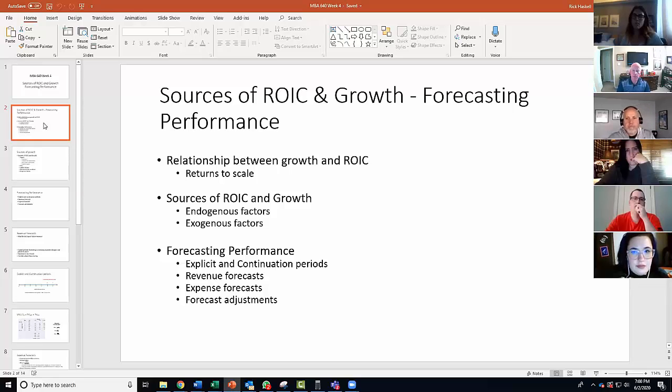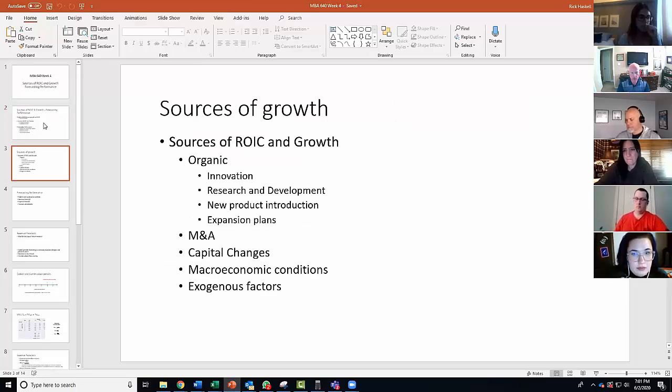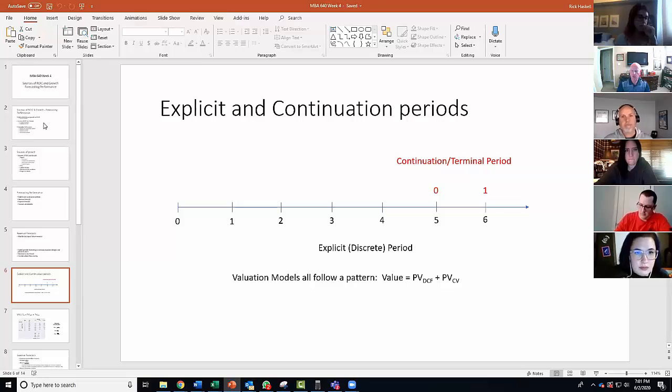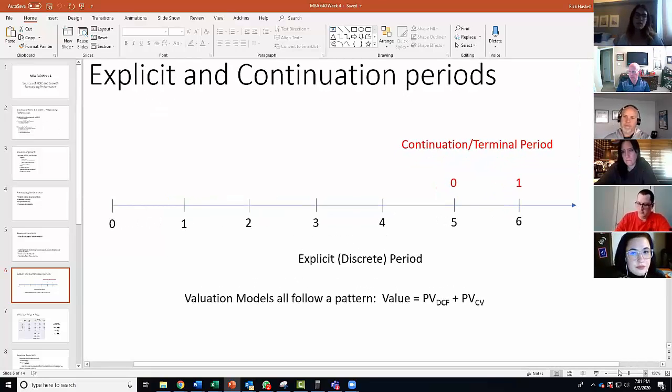So we're going to talk about some sources of return on capital and growth. We're going to talk about both endogenous and exogenous factors. We're going to talk about returns to scale, and we're going to talk about forecasting performance. That's where most of our time will ultimately be spent tonight. But before I get there, let me use this graphic for you. Make sure you can see this very well.